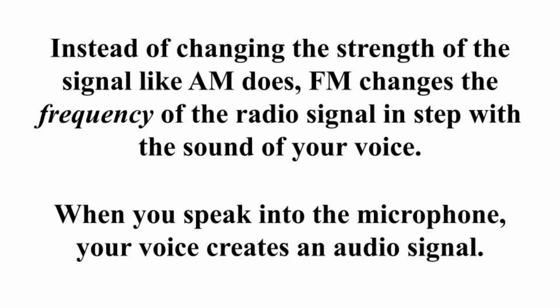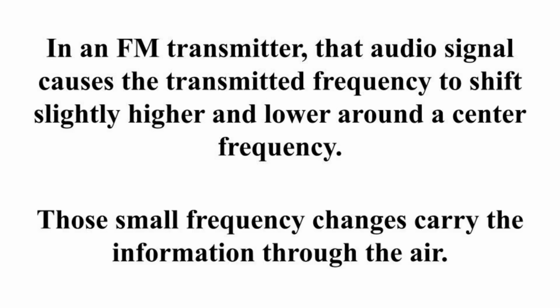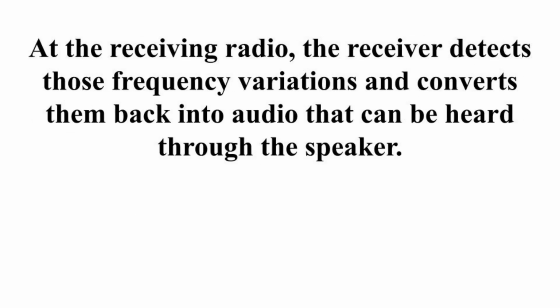When you speak into the microphone, your voice creates an audio signal. In an FM transmitter, that audio signal causes the transmitted frequency to shift slightly higher and lower around a center frequency. Those small frequency changes carry the information through the air. At the receiving radio, the receiver detects those frequency variations and converts them back into audio that can be heard through the speaker.